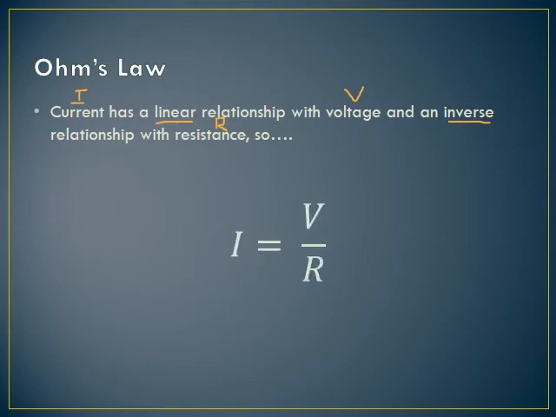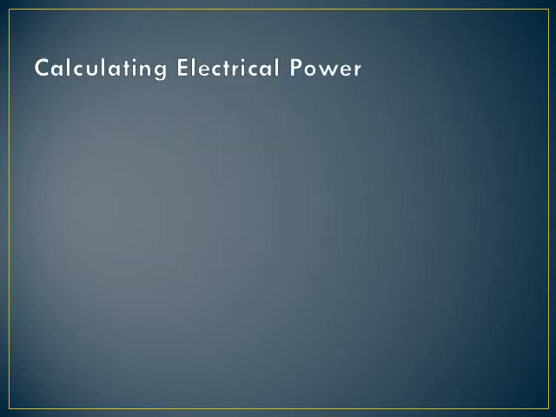So what you should have come up with is that current is equal to voltage divided by resistance. There's a linear relationship between current and voltage, and there's an inverse relationship between current and resistance. Remember that voltage and resistance have no relationship because these are things that are hardwired into the circuit. One does not change the other.